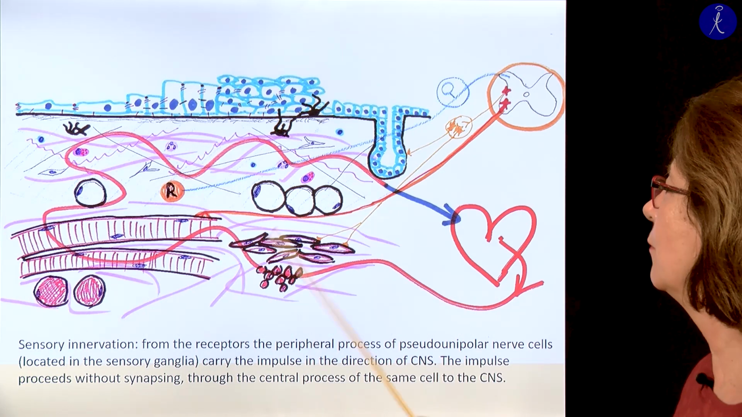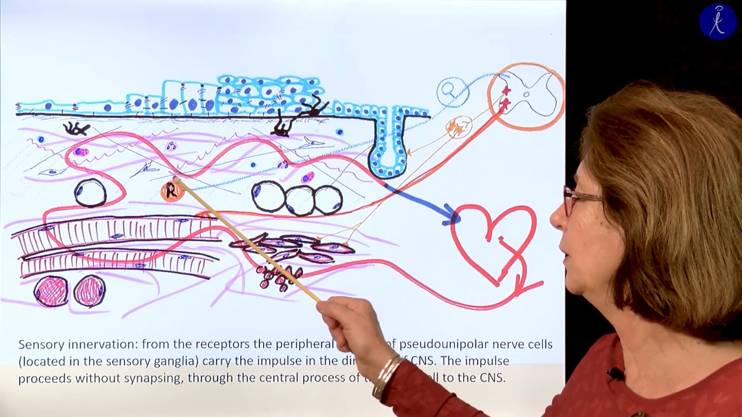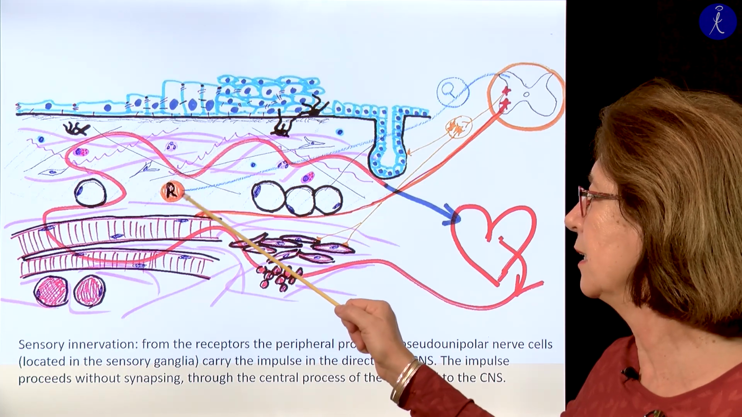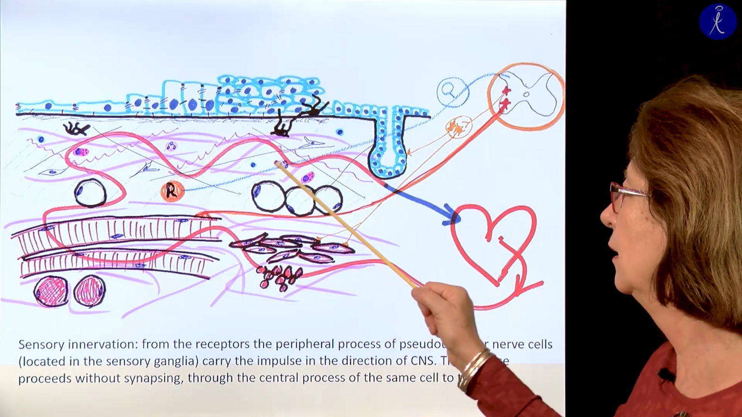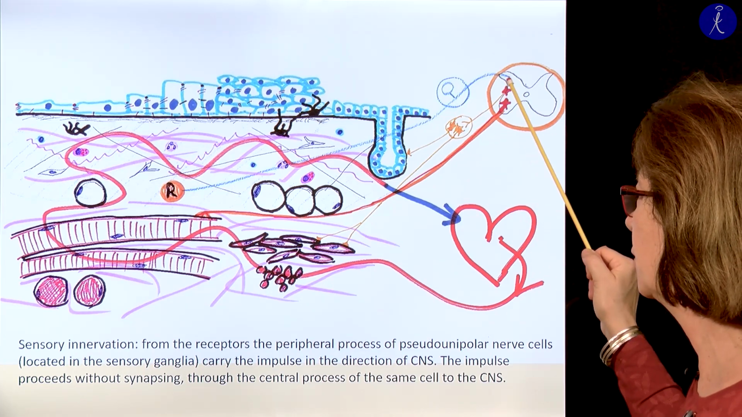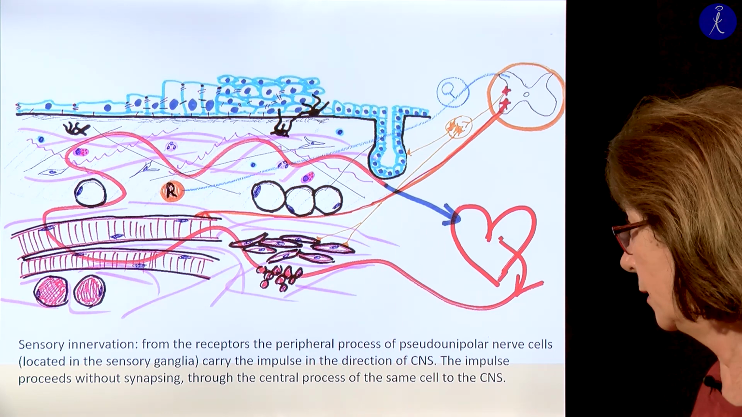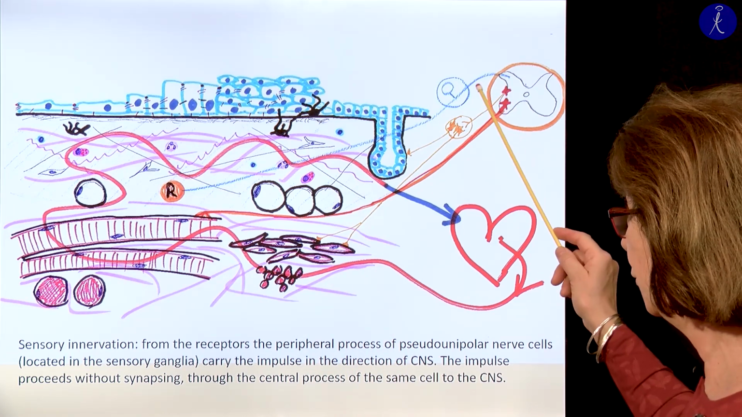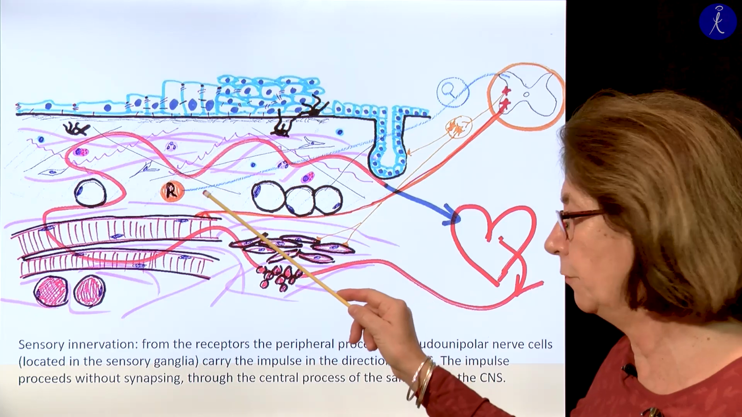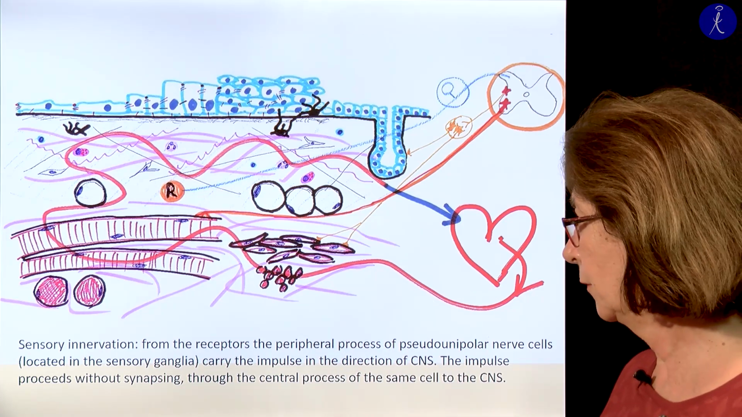And we also have sensory fibers, which start with a receptor. On the receptor, there is the synapse of the peripheral process of this pseudo-unipolar cell, and the central process goes into the central nervous system, and there it will be analyzed. Both of these processes are nerve fibers, that means axon plus sheath around it.